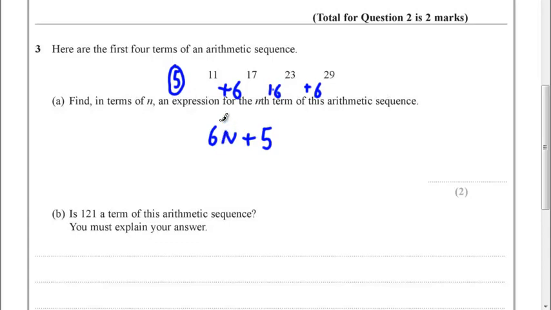Let's just check it. If we put the first value in here, that's the first value, second value, third value, and fourth. We'll just put the first one in. 6 times 1, 6, add 5 is 11. We'll try this one. 2 times 6 is 12. 12 add 5 is 17. Try one more. 3 times 6, 18. Add 5, yes, 23. So that works.